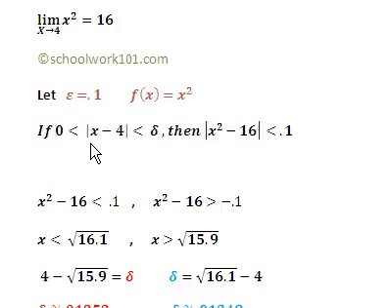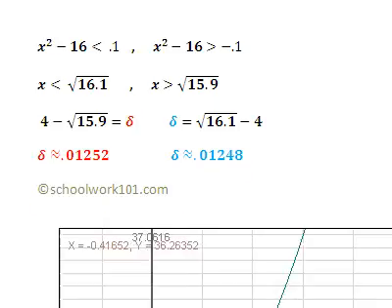So what you're going to do here is unravel this piece here. I drop the absolute value bars, and I'm going to be solving for x. So bringing the 16 over, square rooting it, and of course remember it's plus or minus, but we're just going to be working with the plus. So we have x is less than the square root of 16.1.